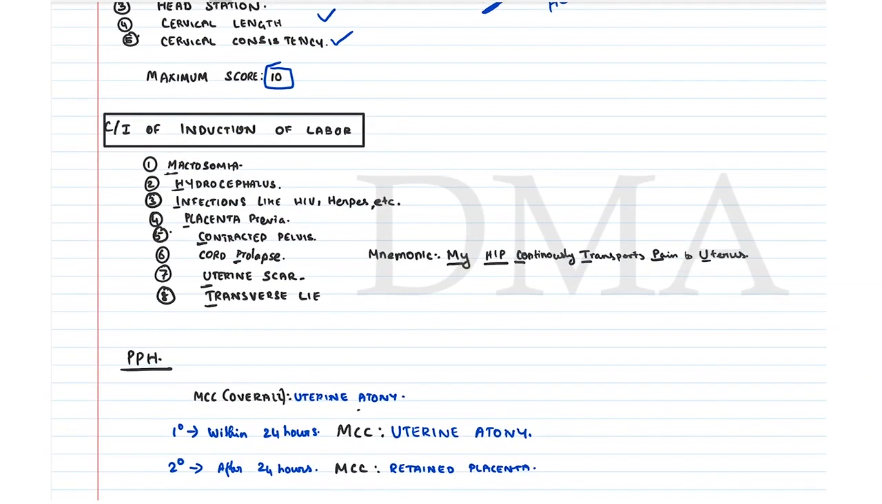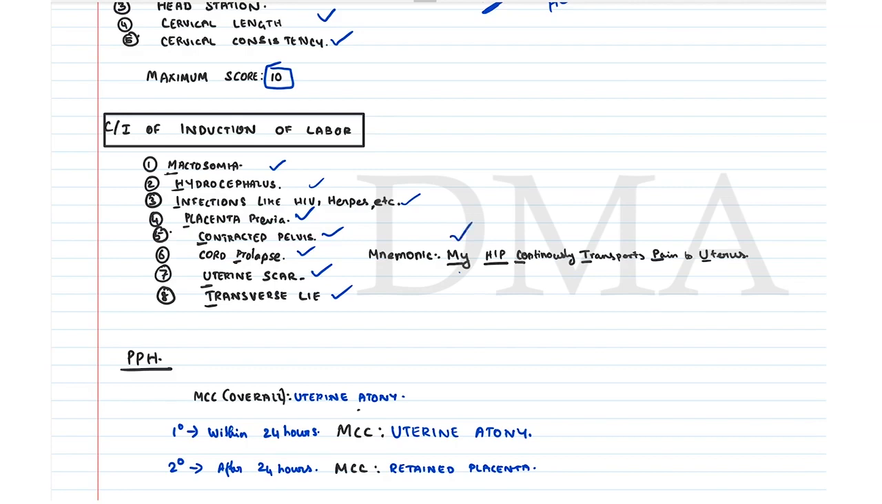And the contraindications of induction of labor are macrosomia, hydrocephalus, infections like HIV and herpes, placenta previa, contracted pelvis, cord prolapse, uterine scar, transverse lie. So remember with the mnemonic: my hip continuously transports pain to uterus.